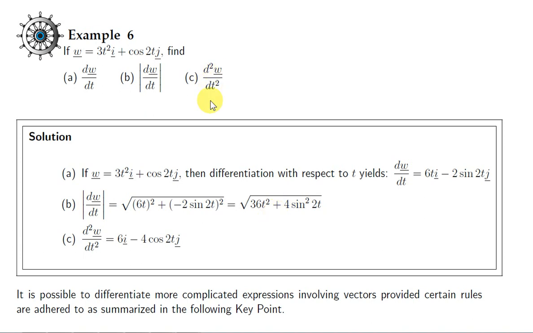Finally, we want the acceleration vector. Well, that's the second derivative of the position vector with respect to time, or the first derivative of the velocity vector. So we just differentiate 6t with respect to time to get 6. Differentiating sine gives us cos, and then by the chain rule we have a factor 2 here. 2 by minus 2 gives us minus 4.